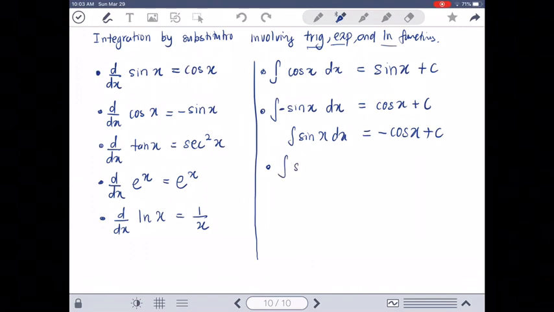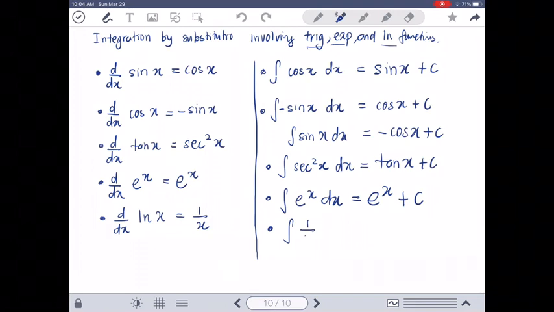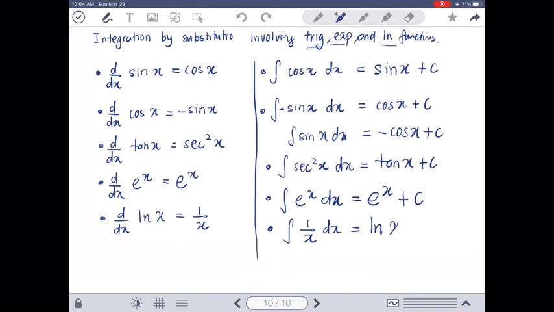If we integrate sec squared x with respect to x, we will get tan x plus c. If we integrate e to the power of x with respect to x, we will get e to the power of x plus c. And the last one, if we integrate 1 over x with respect to x, we will get ln x plus c. These are the important formulas that you need to remember somehow.